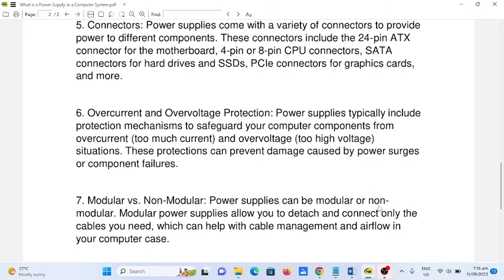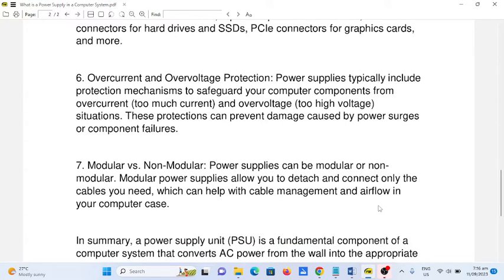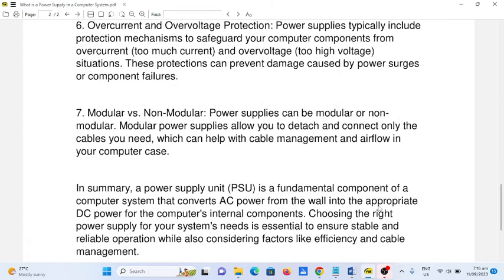Number 6, overcurrent and overvoltage protection. Power supplies typically include protection mechanisms to safeguard your computer components from overcurrent, too much current, and overvoltage, too high voltage situations. These protections can prevent damage caused by power surges or component failures.